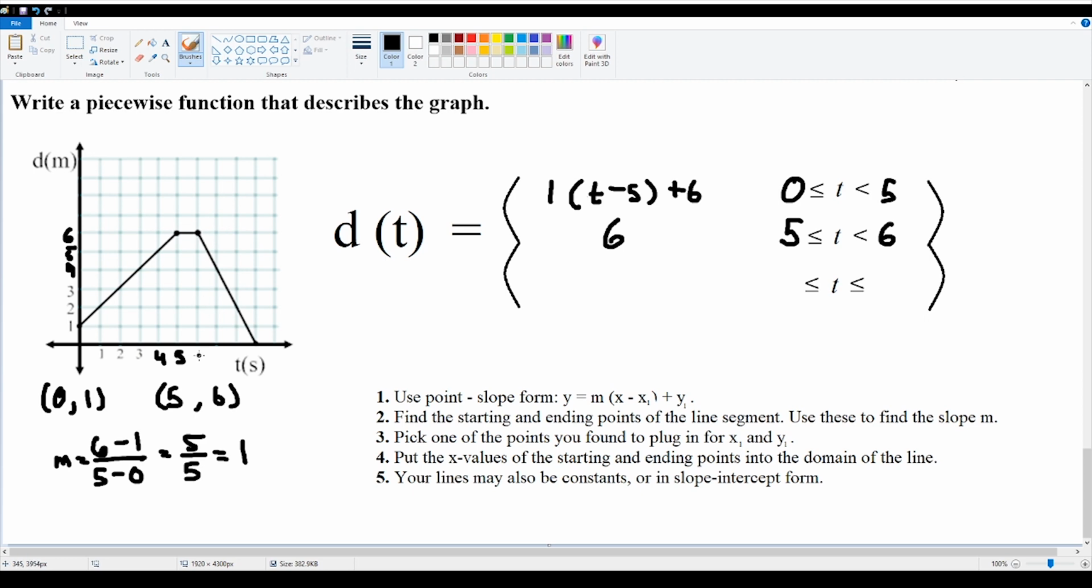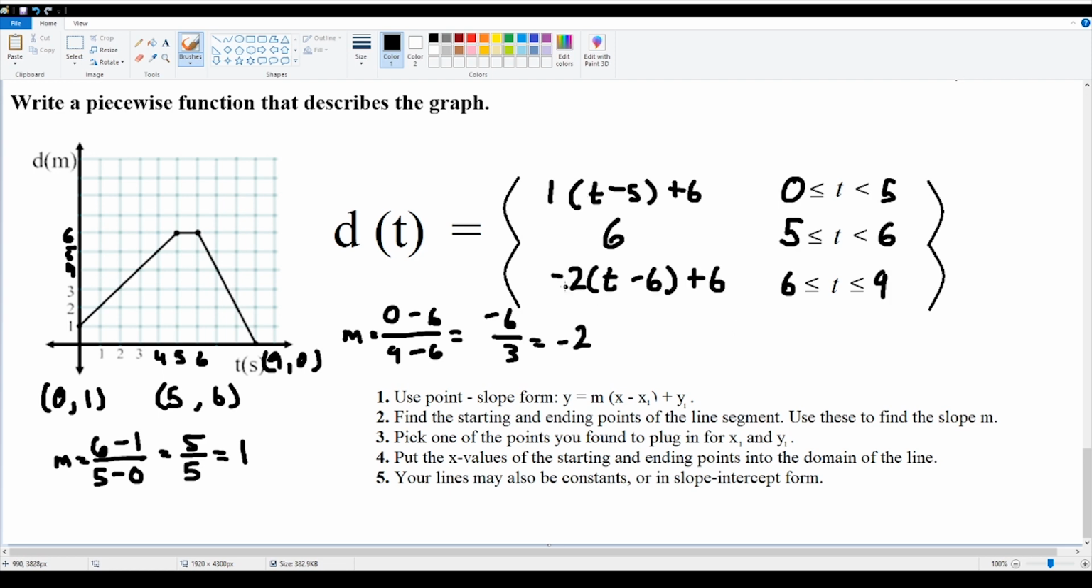For our last equation, we appear to have a starting point of (6, 6), and we move over 1, 2, 3, meaning that this other spot right here is (9, 0). Putting those points into the slope formula gives us a slope of negative 6 over 3, which is negative 2. So let's take that and let's use the (6, 6) point to create our final equation. So we've got our negative 2 slope, our (6, 6) point, and then we began at (6, 6) and ended at (9, 0), so 6 to 9. Here is our full piecewise function that describes this graph.